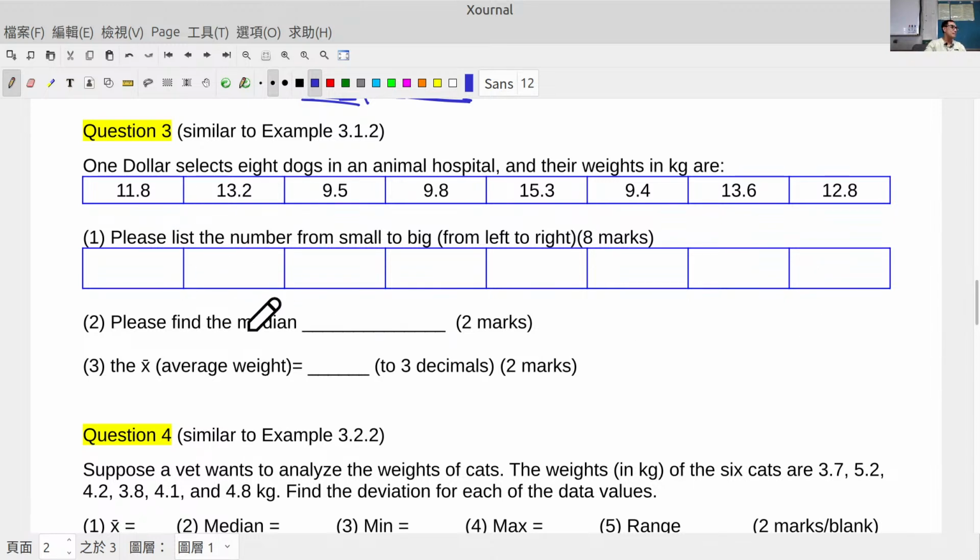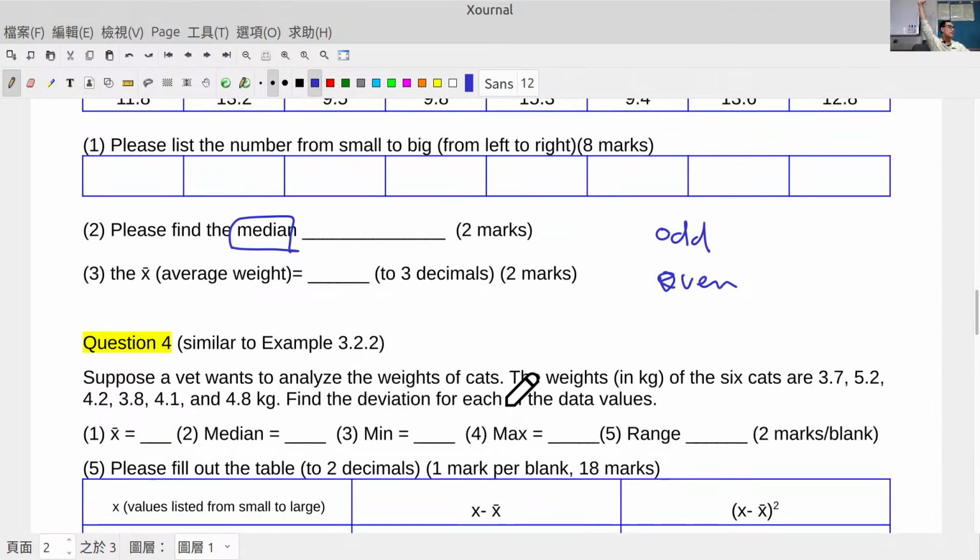Please find the median. Just a reminder, median for an odd number and for an even number is a little bit different calculation. Okay, what about the average weight? Please check the number to 3 decimals. Check to 3 decimals. Okay, questions?